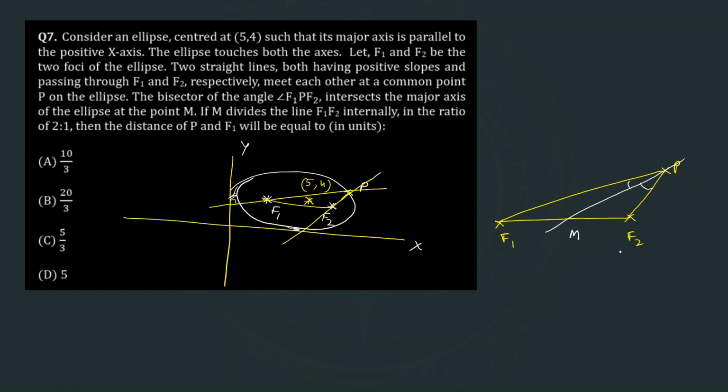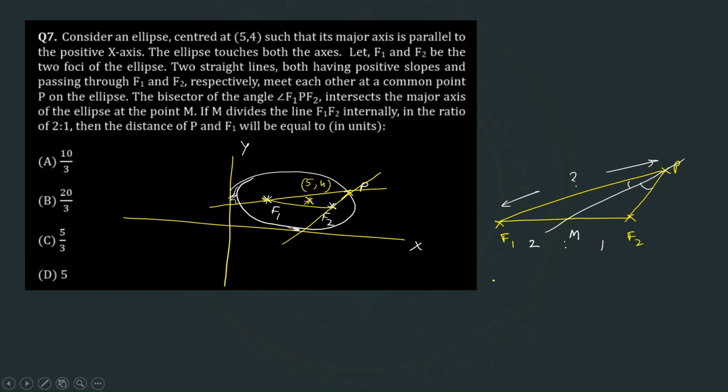Okay. So this point M divides the line F1F2 internally in the ratio 2 is to 1. So 2 here and 1 here. This is the ratio 2 is to 1. Now we have to find this distance P and F1. So we have to find this. How can we find this? Let us have a look at this diagram and write the equation that is already known to us.